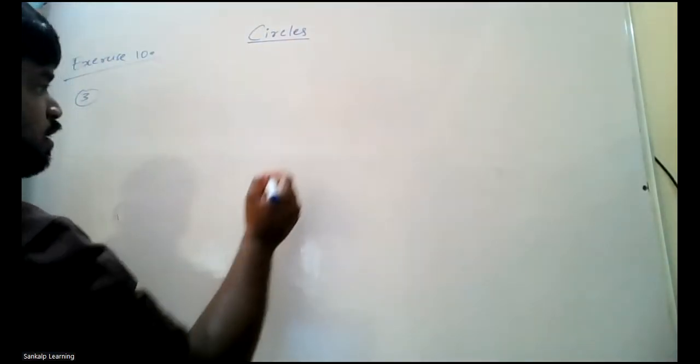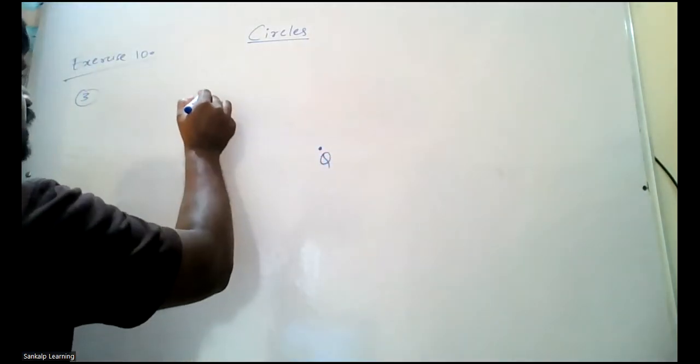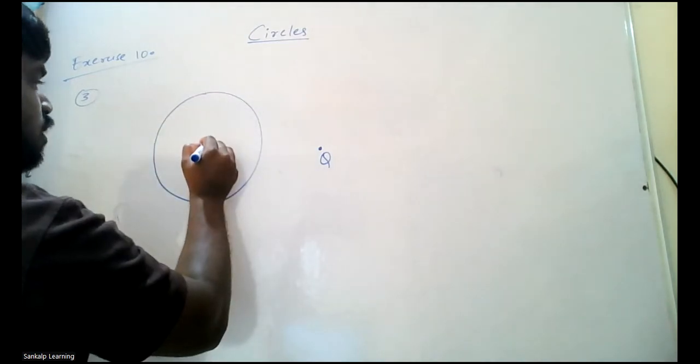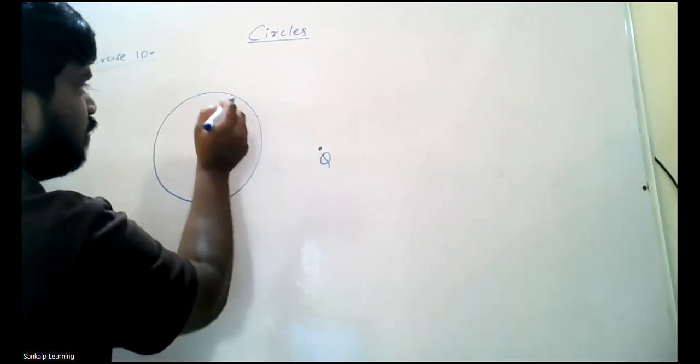So there is a point Q and obviously there is a circle with center O. Remember, it is with center O. From this point we have drawn a tangent.